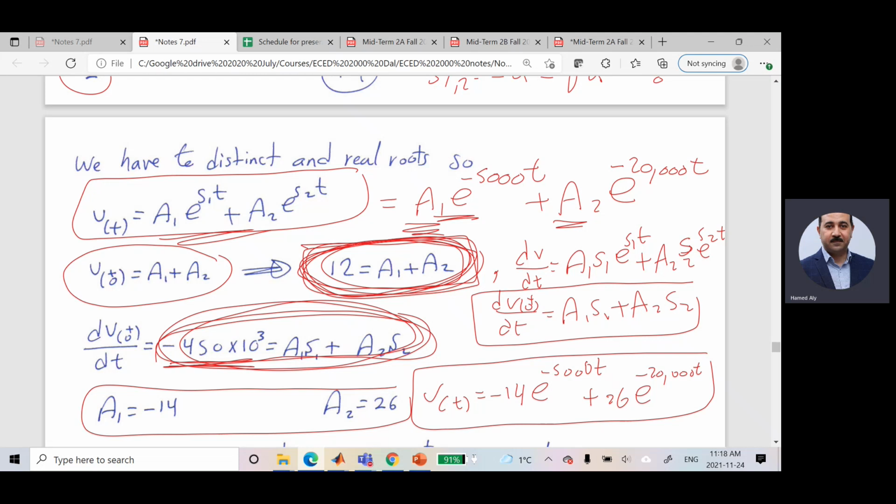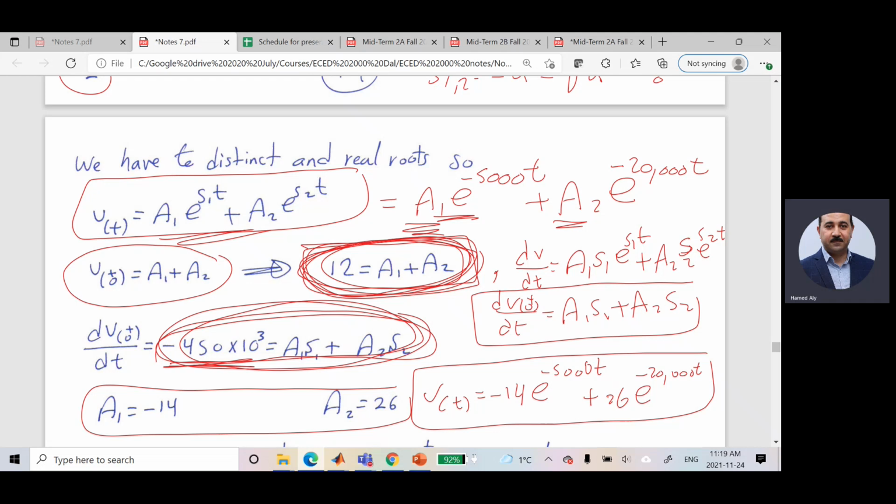Don't ask me what is the value of t. This is the voltage at any time t. Don't ask me about the value of t, because t is the time. This is the instantaneous voltage at any time.